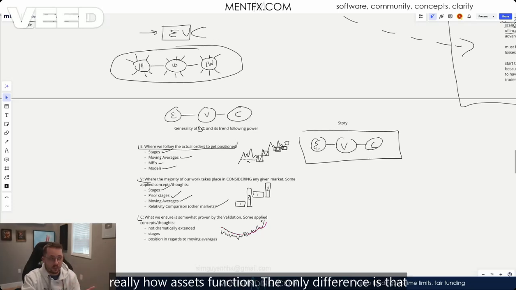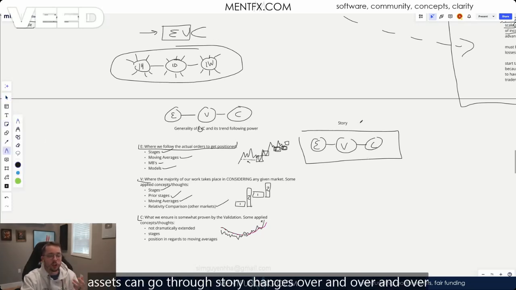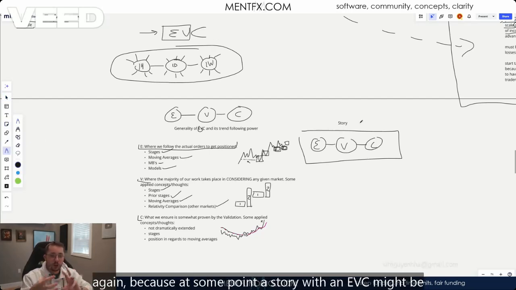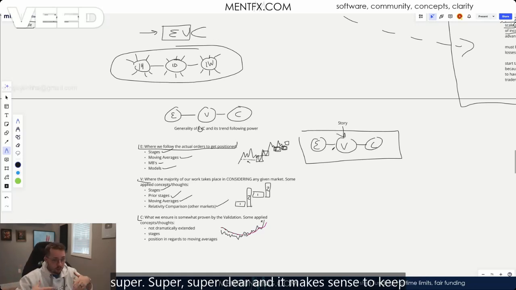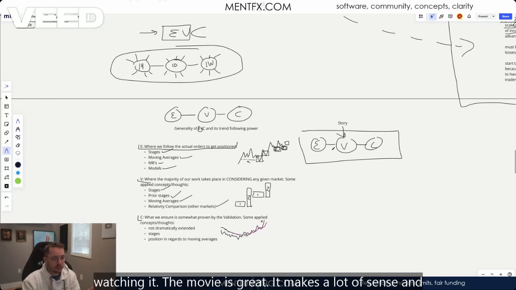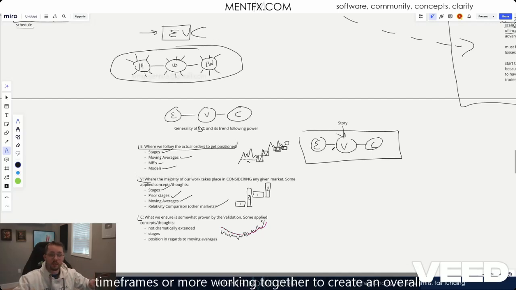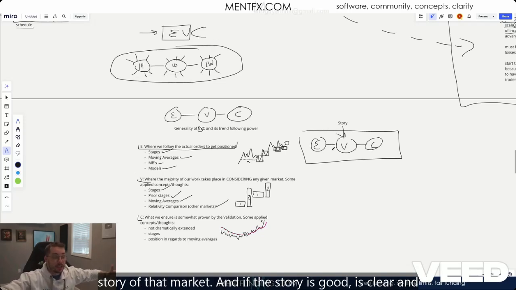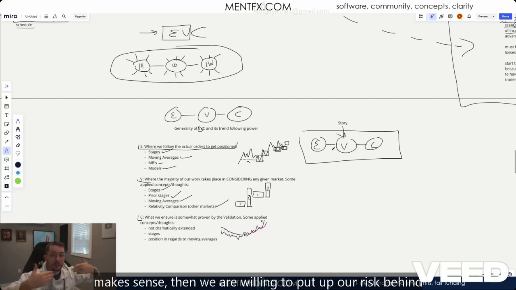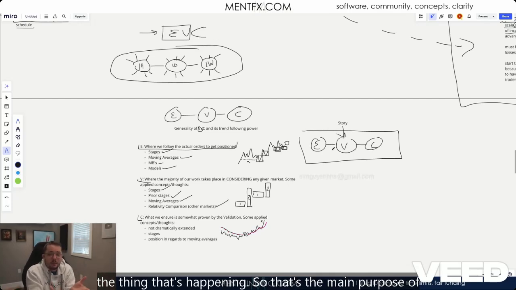That's really how assets function. The only difference is that assets can go through story changes over and over again, because at some point a story with an EVC might be super clear and it makes sense to keep watching it. The movie is great. It makes a lot of sense. And the story can then become bad, so all of a sudden you step away from it. But this is the generality of EVC, where we look for a synchronization, a dynamic between the three timeframes or more working together to create an overall story of that market. And if the story is good, is clear, and makes sense, then we are willing to put up our risk behind what's happening. So that's the main purpose of EVC.